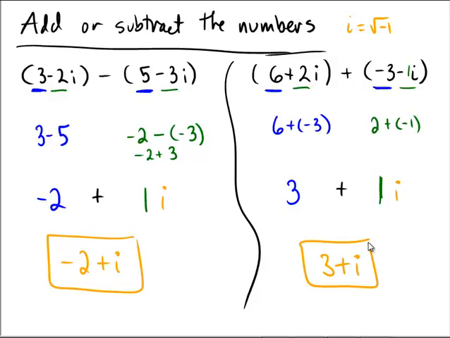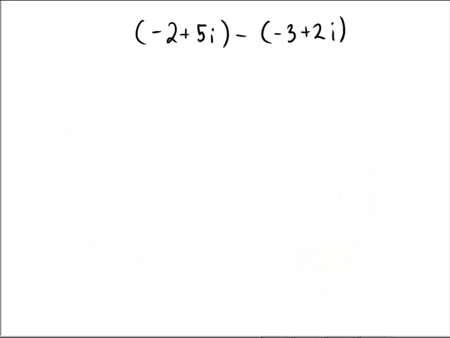So try one on your own here. Collect like terms on these numbers. -2 plus 5i minus -3 plus 2i. Same idea. -2 minus the number -3 would be -2 plus 3, which is 1 in the real part.